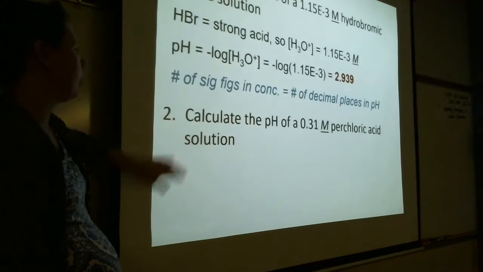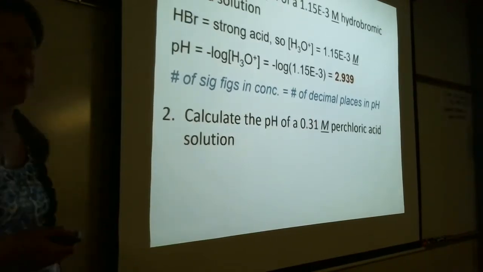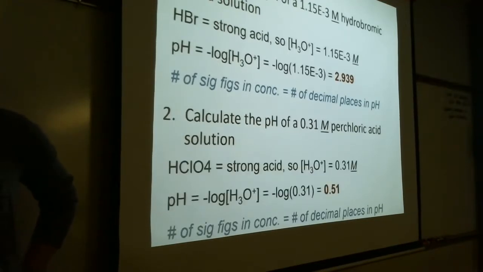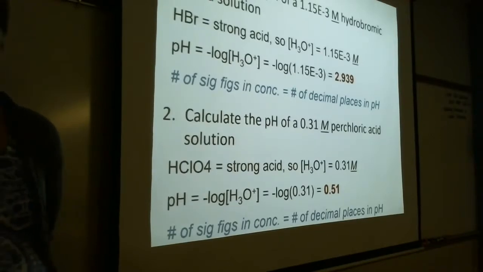All right, for number 2, we've got 2 total sig figs. So what's that going to mean in terms of my pH? It needs to have 2 decimal places, right? So 0.51 is what I got. pH is unitless. Yay! So that's one less thing to worry about.